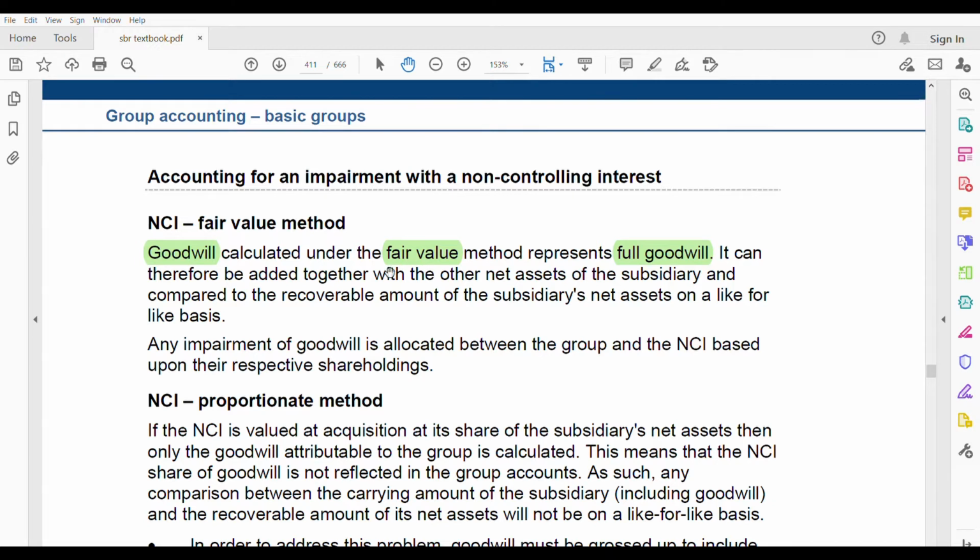And goodwill, you have to add together with other net assets of the subsidiary and then compare to the recoverable amount of the subsidiary's net assets. They will give you the recoverable amount, or at least they will give you the fair value less cost to sell and the value in use, to find out whichever is higher and then take that as the recoverable amount. So goodwill you add with other net assets, then compare with the recoverable amount.